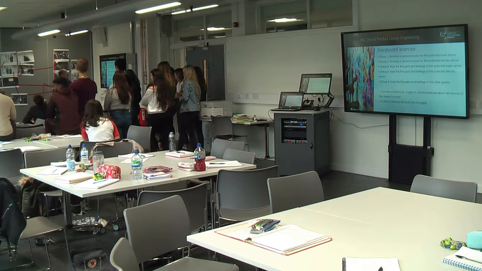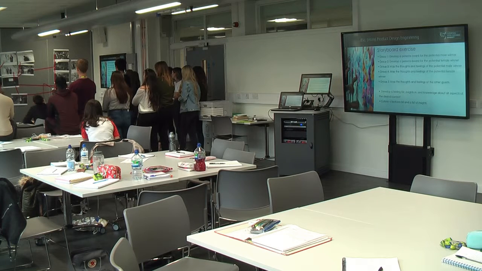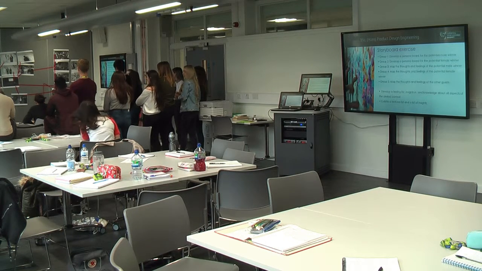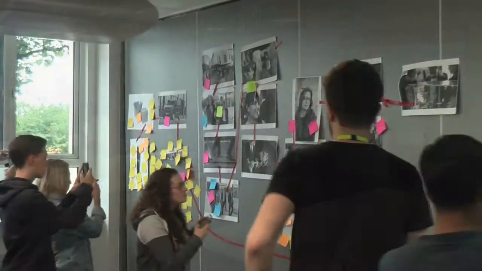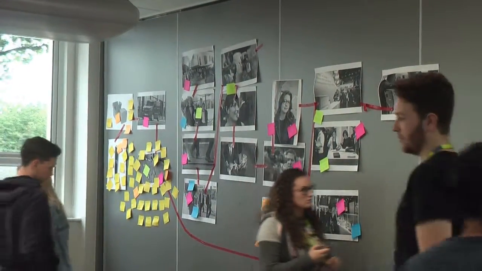Group 3 and 4, so obviously 3 and 4. You're going to map the thoughts and feelings of the male winner and the female winner going through this. Talk to each other, think about what you'd be thinking at various stages.